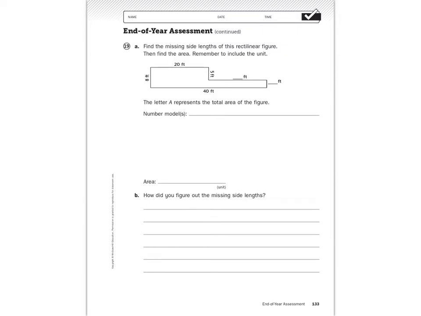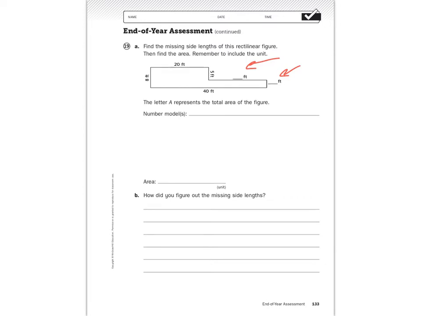So I drew some arrows on yours to here and here. Those are some missing side lengths. You need to figure those out. Use the other side lengths around you to help you figure that out. And then you have to find the area.